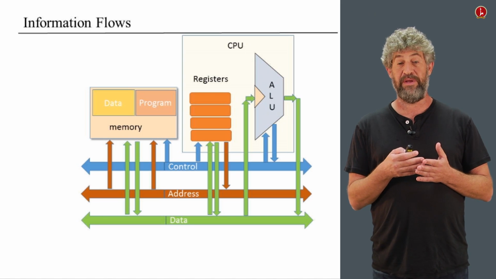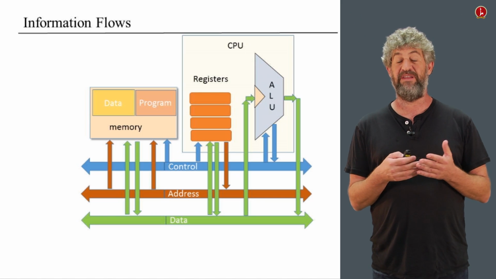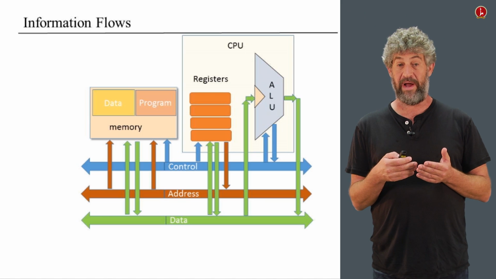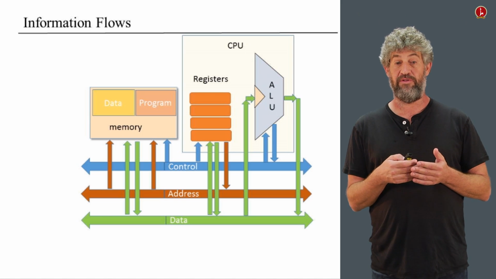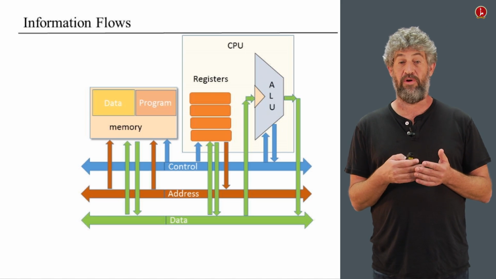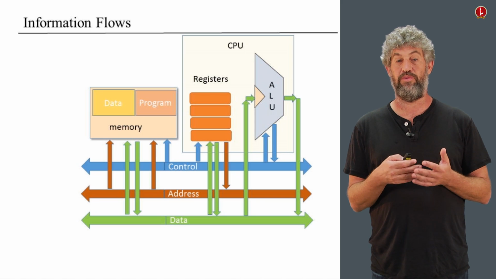Each one of these pieces of information is going to be implemented by a set of wires, sometimes called a bus. So in a typical computer, we're going to have a data bus, an address bus, and sometimes the control bits are called the control bus, sometimes they're just called control wires.